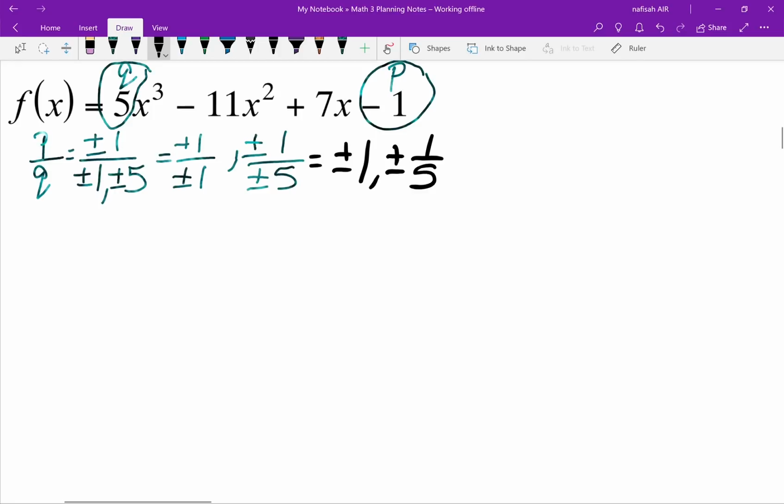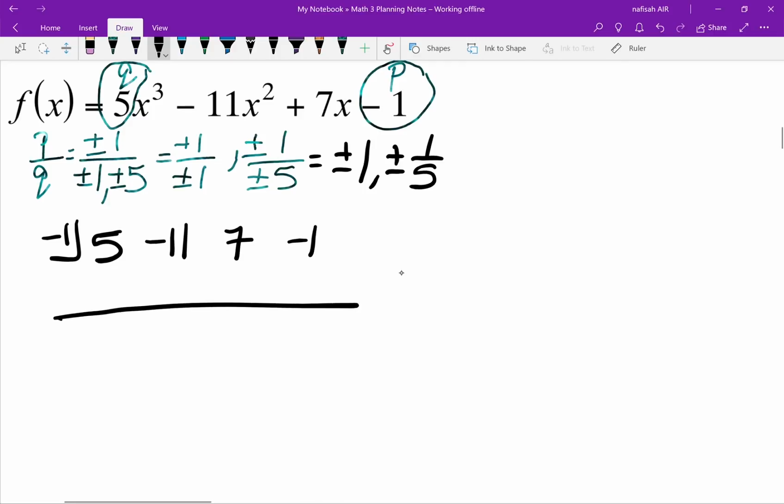So I'm going to do synthetic division. I'm going to take what I think is a possible rational root. I think -1 might be. So I'm going to take -1 and I'm going to put it in my synthetic division chart. You always bring down the first number.